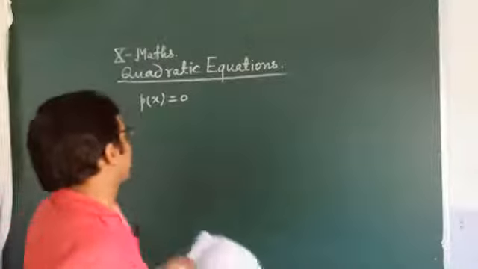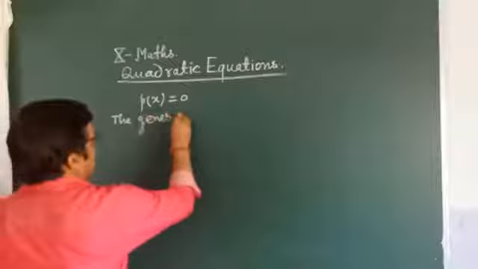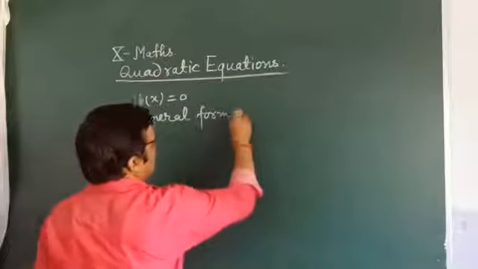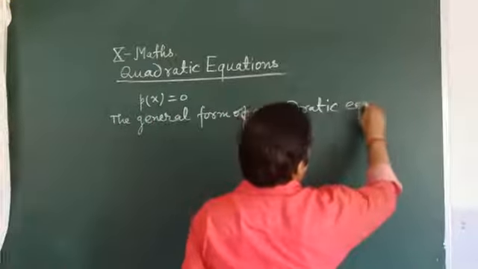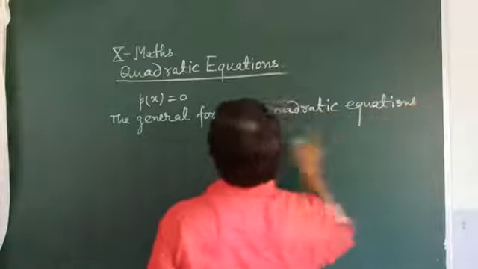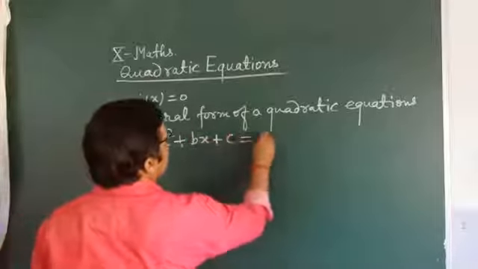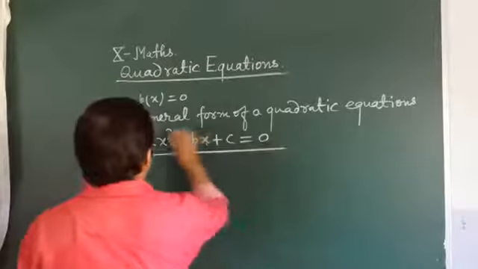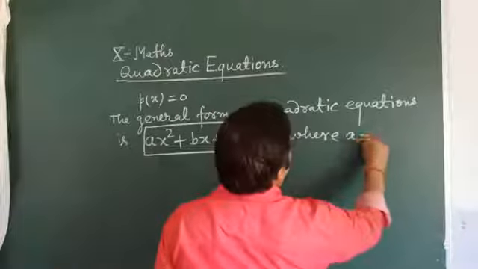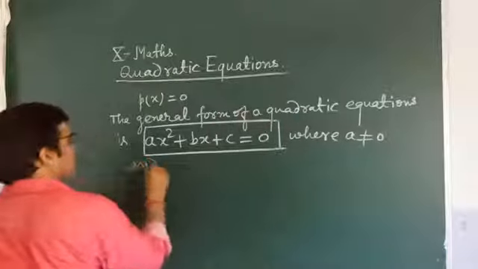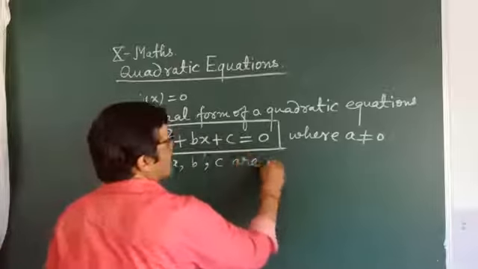The general and important form of a quadratic equation is ax square plus bx plus c equal to 0, where a not equal to 0 and a, b, c are real numbers.